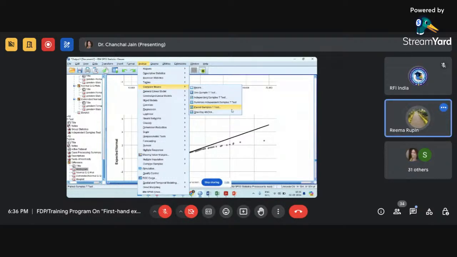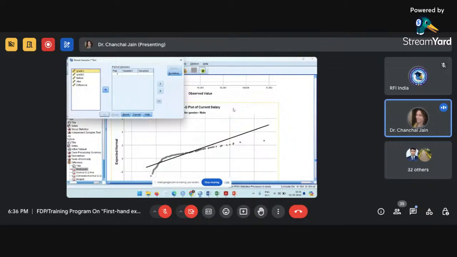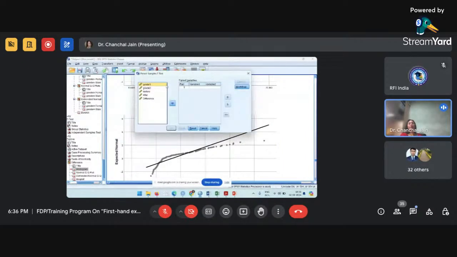Excuse me, ma'am. Found it? Yes, ma'am. Click on the paired samples t-test. The box is coming up for the paired samples t-test. Now I'll shift my first grade into variable 1, second grade into variable 2.